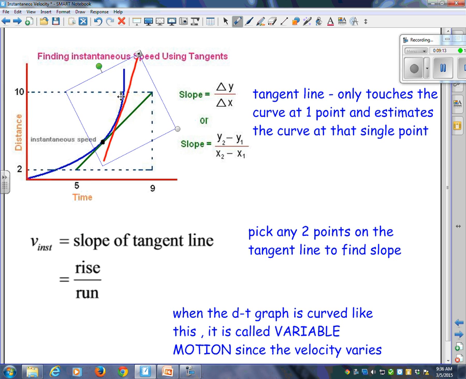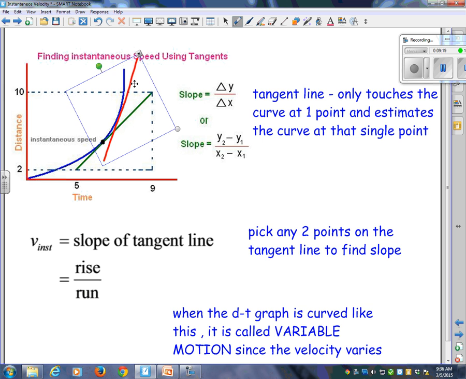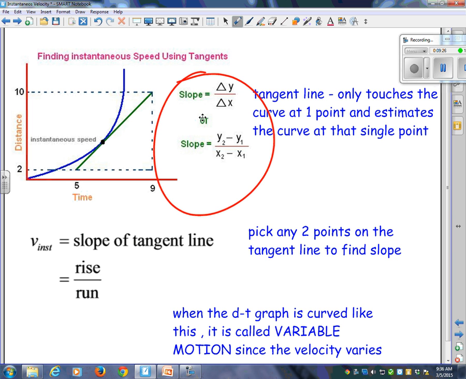So you have to do your best with a ruler and sort of estimate. So you have to figure it out and draw it? You got to draw it. You got to draw the tangent line and then do what? Which is find the slope. How do you find the slope of a line?